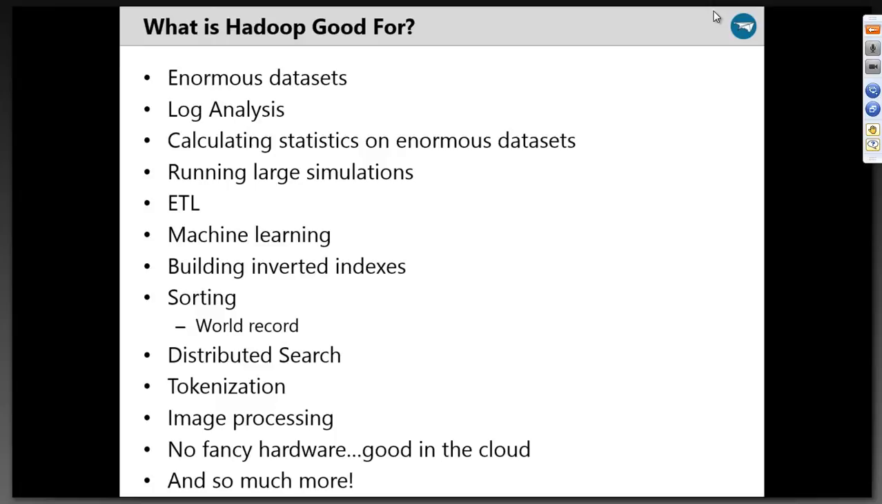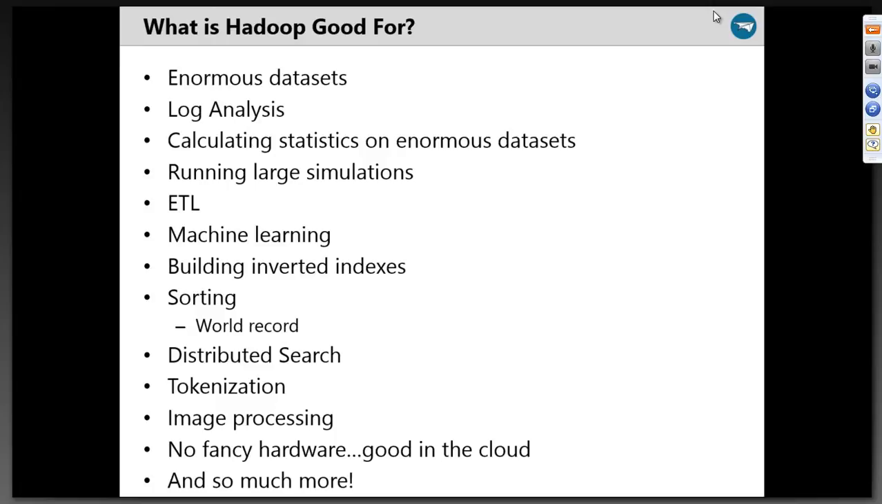We could use it for machine learning or building inverted indexes. Right now, Hadoop has the world record in sorting data. In fact, Hadoop continues to break its own world record for sorting data. We use it for distributed search. We use it for tokenization, taking large amounts of text data or string data and breaking it down into words or phrases to do some type of linguistic research on it. I've heard people say we wanted to do something for plagiarism, and so we used Hadoop for that. Or we wanted to be able to see the most common words in presidential speeches or in newspaper articles, so we used it for that.